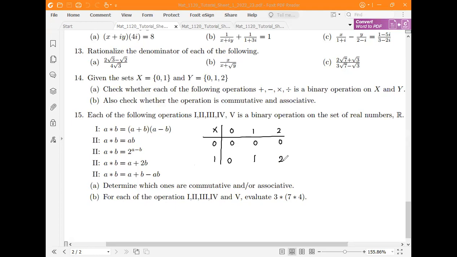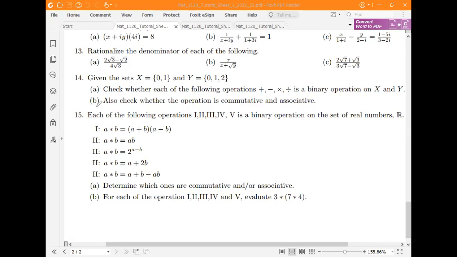Then they'll ask you, is multiplication a binary operation on x? So here you've done x cross y. This is multiplication here. So we're supposed to do them independently. Okay. So you can have combined them, which is the wrong thing to do. So let's do them separately.